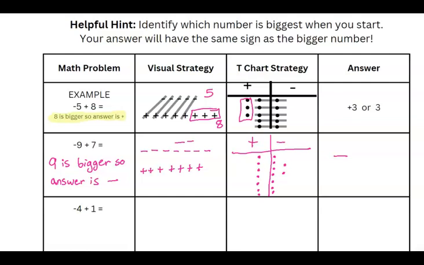So now I'm going to grab a different color marker. Let's go purple. And I'm going to cross off anything that cancels each other out. So a positive and a negative, a positive and a negative. Every time there's one positive and one negative that can be buddies, they cancel each other out, and we'll see whatever's left. I'm going to do the same thing on my T-chart. 1 dot on the positive, 1 dot on the negative, they cancel each other out. So all that is left are 2 negatives for our visual and 2 dots under the negative side of our T-chart. So my answer is negative 2.